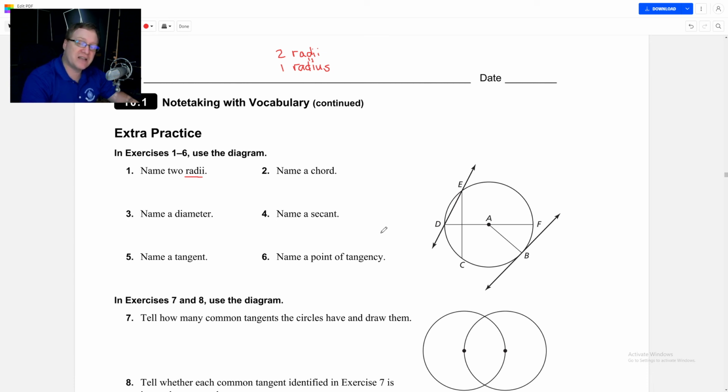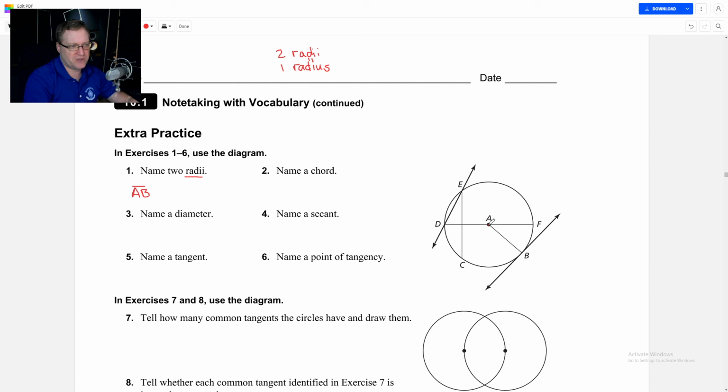Well, it's a line segment that goes from the center to the circle, right? So let's look here. Oh, look, A is the center, and here's a line segment that goes to the circle. So AB. So we can say AB is a radii, and you put the line segment on top. All right, remember? That's how we name a line segment. This is line segment AB. All right, but it wants 2, so we need to find another one.